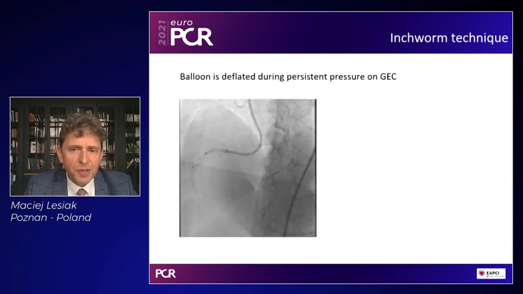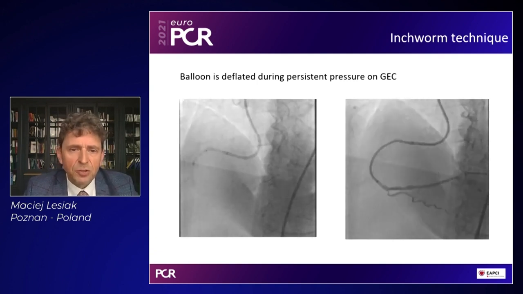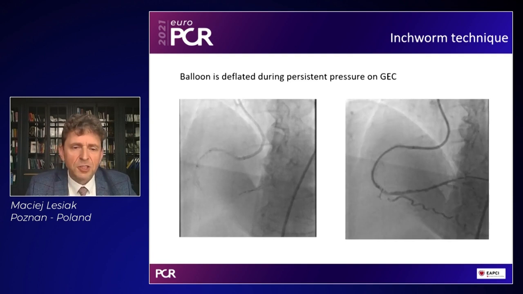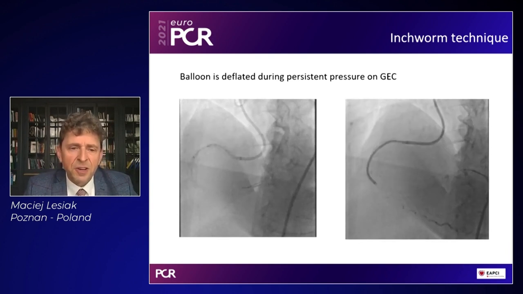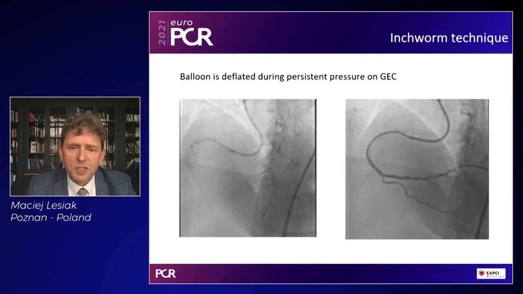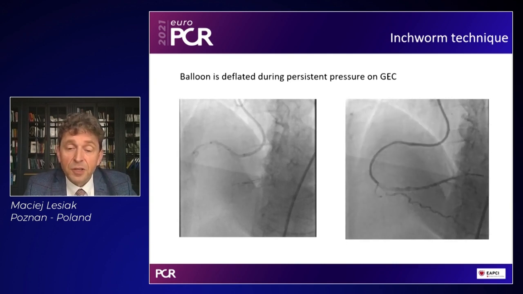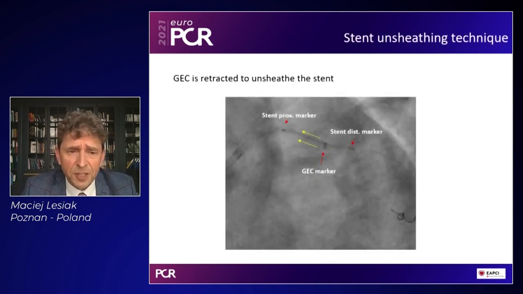Then you have a very useful and very safe technique to make some progress with your guide extension, which is called the inchworm technique. So you deflate a balloon just in front of the tip of the guide extension, and you push the catheter over the deflated balloon. So step by step, with this delicate technique, you can deliver your guide extension very, very deeply, very distally into the vessel. And finally, once you cross the lesion, you can very easily position your stent distally to the target position.